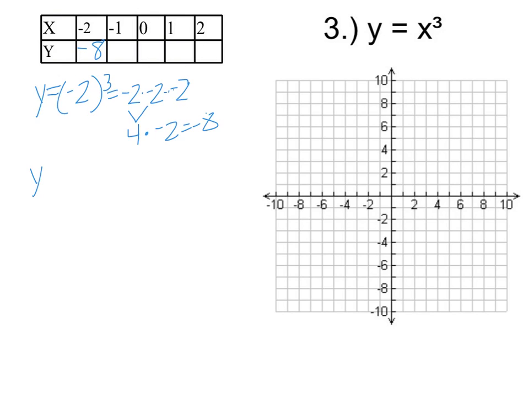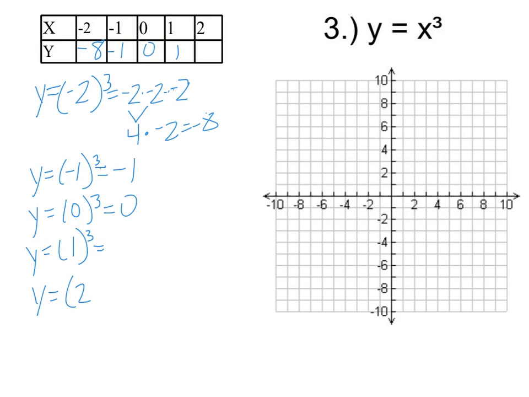The next one is y equals negative 1 to the third power. Well, negative 1 times negative 1 is positive 1, and 1 times negative 1 is negative 1. So that equals negative 1. The next one, 0 to the third power. Well, 0 times anything is 0, so 0 times 0 times 0 will give us 0. On the next one, y equals 1 to the third power. Well, 1 times 1 times 1 is 1. And our last one, y equals 2 to the third power. That's 2 times 2, which is 4, times 2, which is 8.